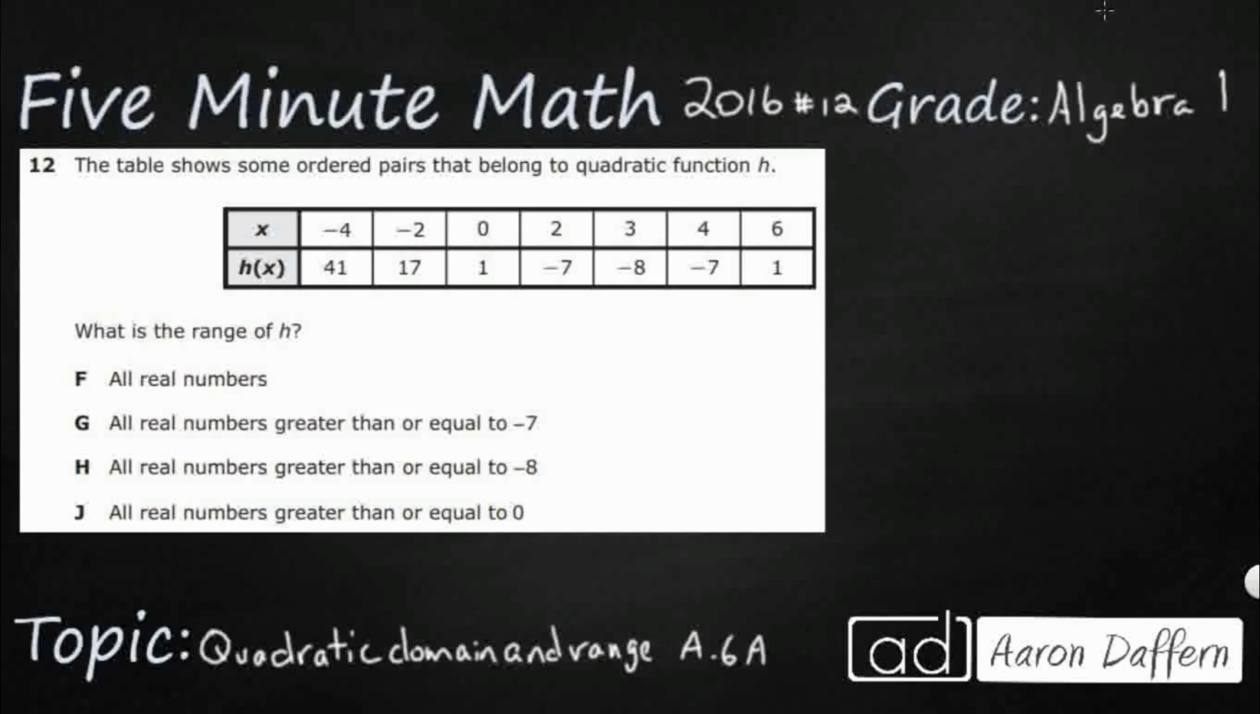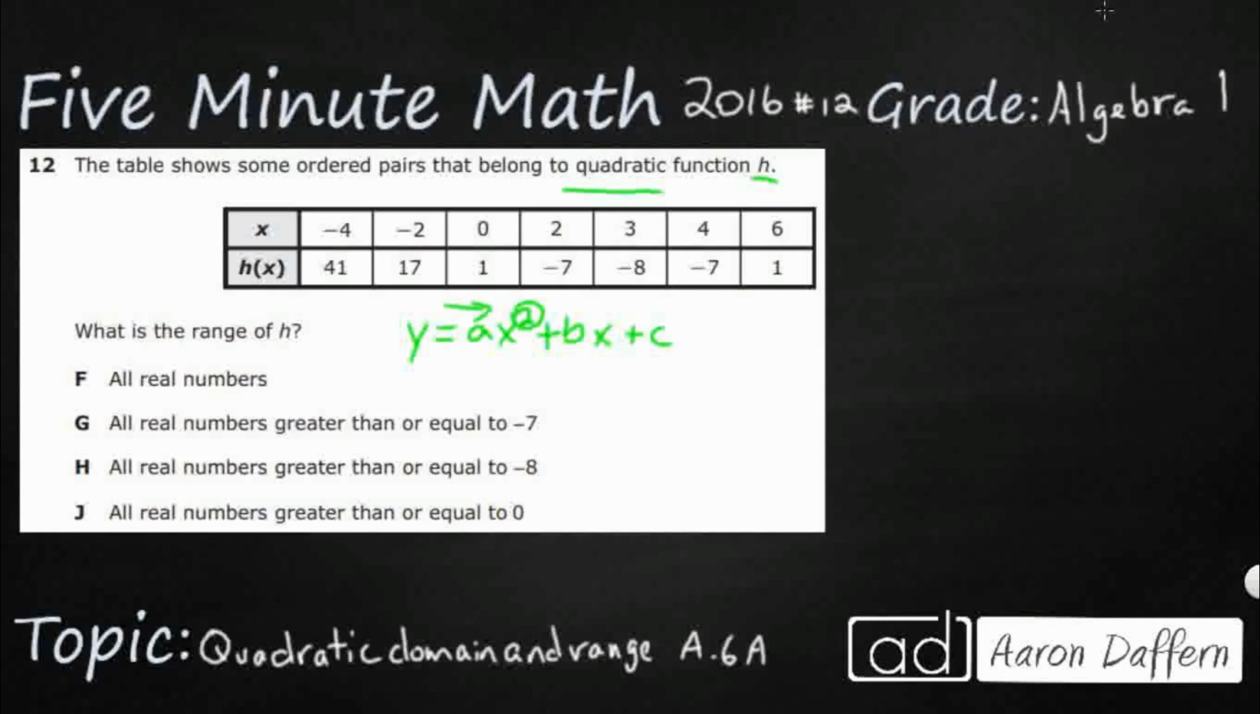So the table shows some ordered pairs that belong to a quadratic function of h. What is the range of h? Well, what do we know about these things? If it's a quadratic function, we know it's going to look something similar to this: ax squared plus bx plus c. We call it a quadratic because it has a degree of 2, or an exponent of 2, right there.